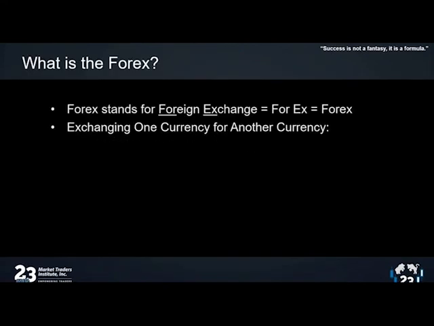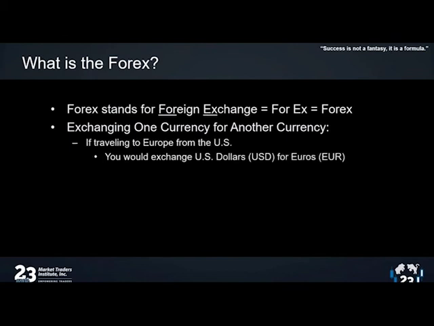works. So what is the Forex market? Well, Forex actually stands for foreign exchange, and they just took the first two or three letters and called it Forex. So the foreign exchange. And all it is, is the exchanging of one currency for another, okay?